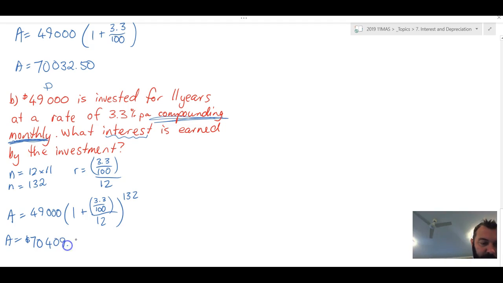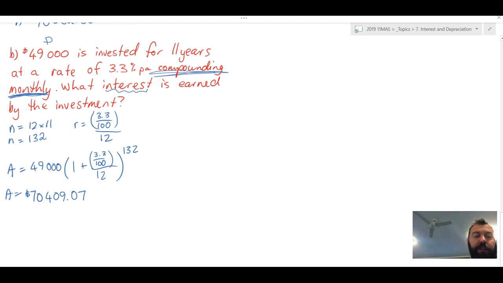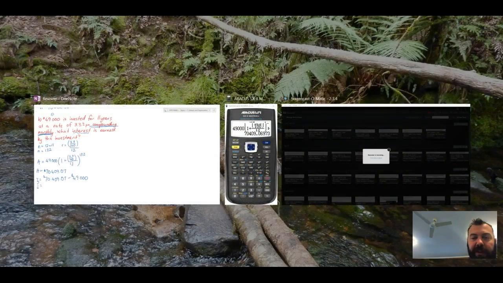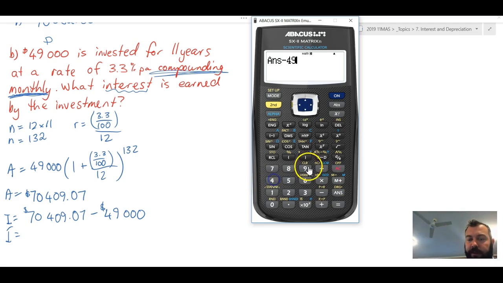And you can see the difference between question 3A and 3B, there's not a big difference in the final value of that investment. This one's a little bit higher because it has been compounded more often. But that's not what the question's after. I don't want to know the value of the investment, I want to know the interest. So my interest is equal to what I finished with, minus what I started with, minus the 49,000. So again, back to our calculator, we just leave what's on the screen there, and I'll say minus 49,000, and that's equal to 21,497.